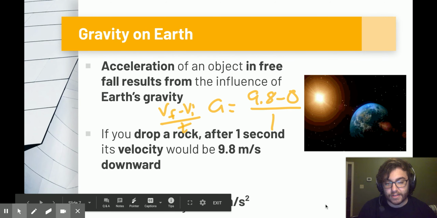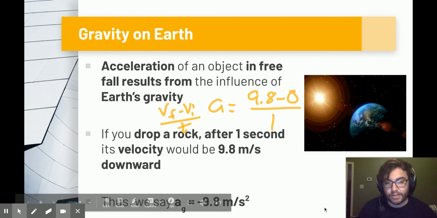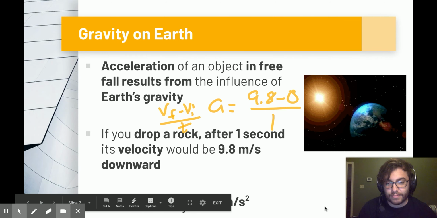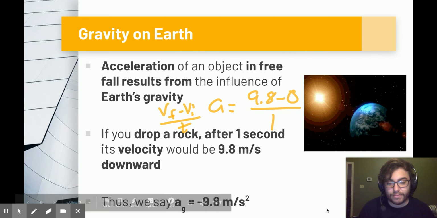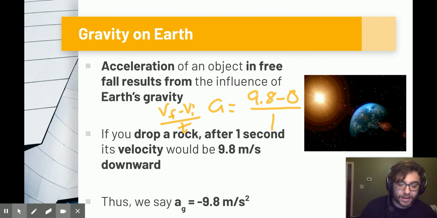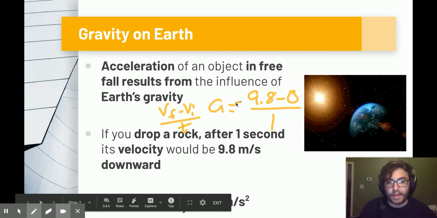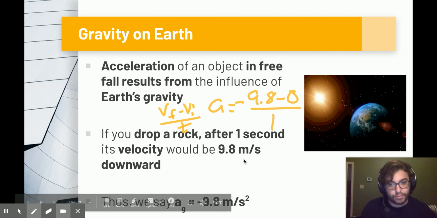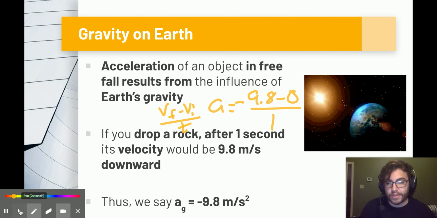Negative 9.8 meters per second squared. The reason it's negative is because we see that we are falling downward. We're going towards the center of the Earth. We define that as negative. Anything that is dropped will be a negative acceleration. So technically, this is negative 9.8 meters per second squared. Okay? So let's keep moving on.